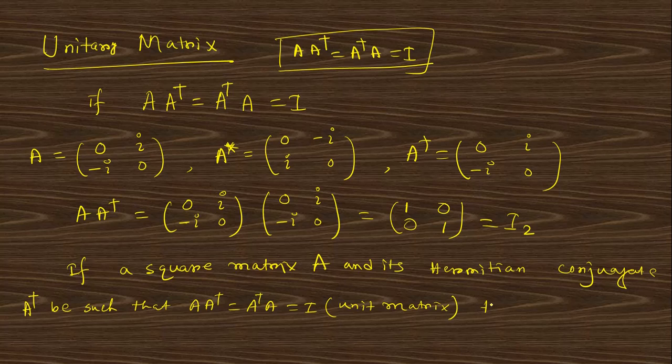Then A is said to be unitary matrix. Clear? I think clear. Next one is the inner product.